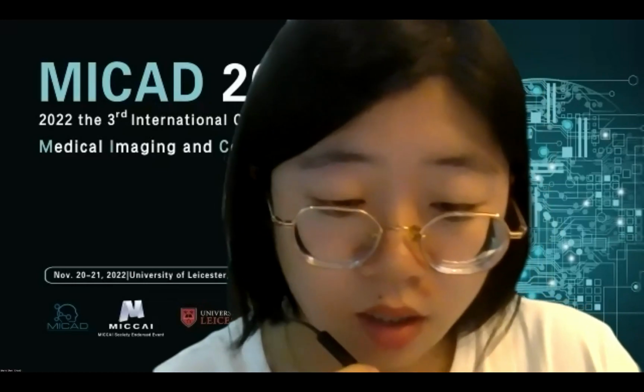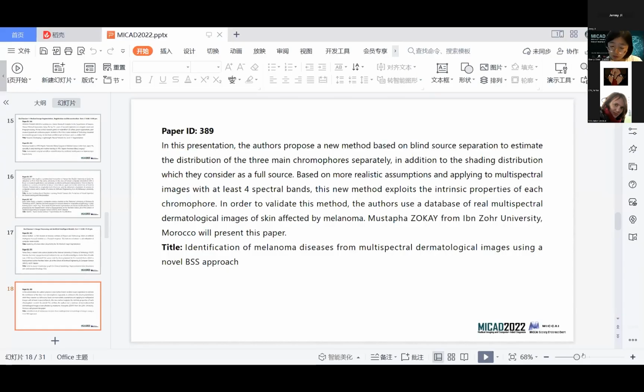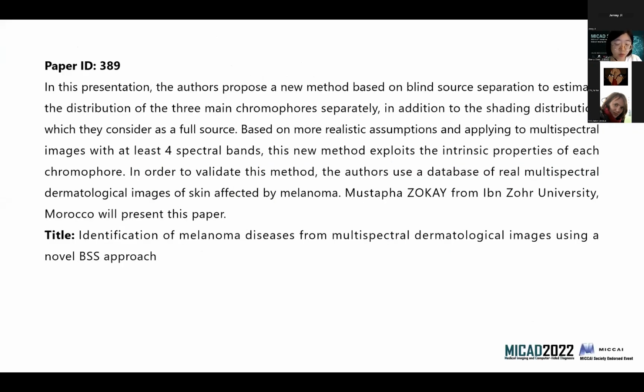The next one, paper ID 389, titled Identification of melanoma diseases from multispectral dermatological images using a novel BSS approach.